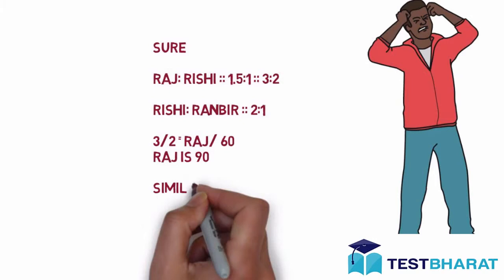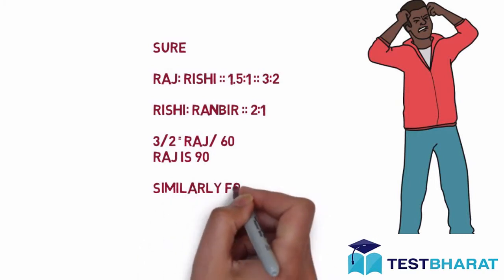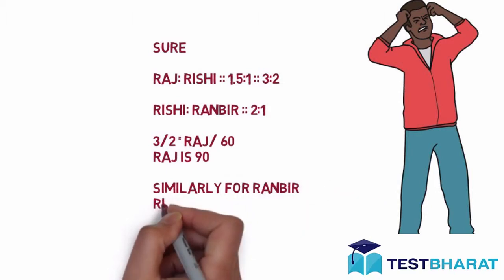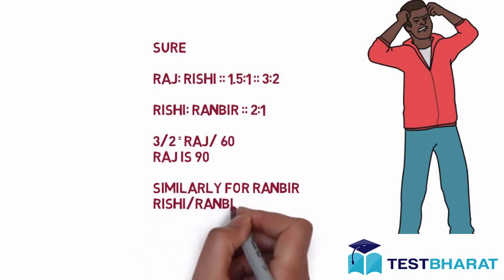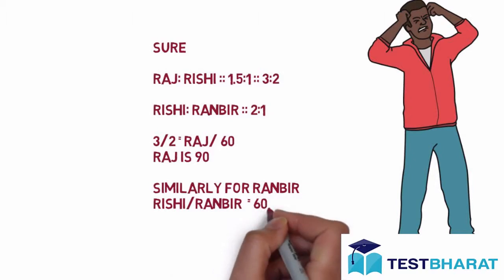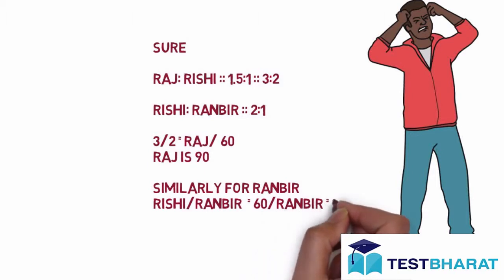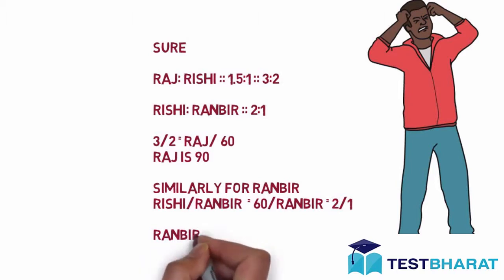Similarly, for Rishi and Ranbir, we know the ratio of ages is 2:1. Now, as we know the age of Rishi is 60, we can find out the age of Ranbir because this ratio we already know as 2:1. So Rishi upon Ranbir must be equal to 2/1. And here we know that the age of Rishi is 60. So 60 upon Ranbir must be equal to 2/1. Now from this equation we can easily find out the age of Ranbir.